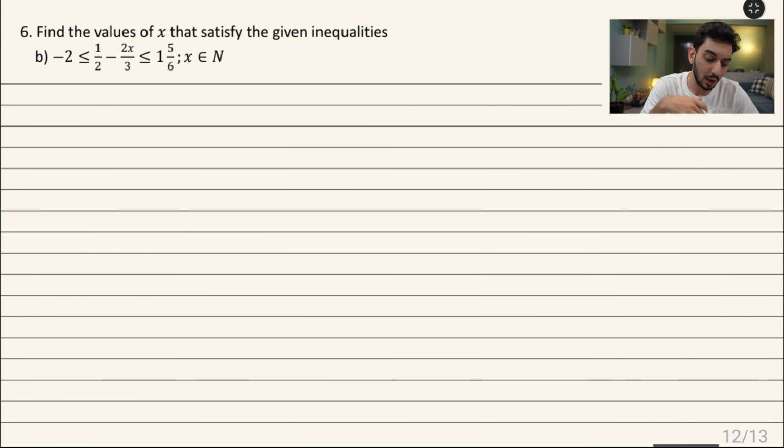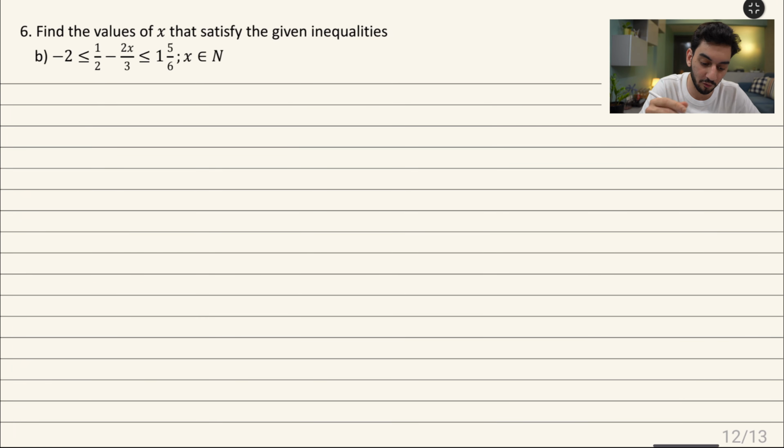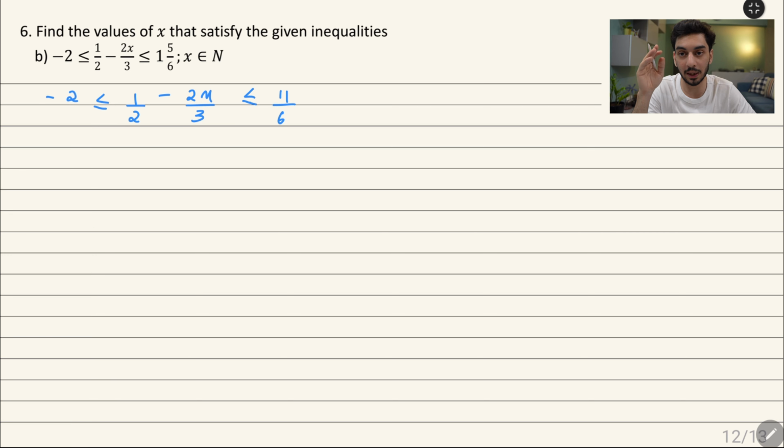Okay, the next question, it is a similar kind of question, but I'm still going to do it. And it also says that x belongs to N, so I'll have to give my answers also. So negative 2 is less than or equal to 1 over 2 minus 2x over 3, less than or equal to, this is a mixed fraction and I need to get rid of this. 6 on the 6, 6 plus 5 is 11 over 6. Now I can see there are so many denominators, 2, 3 and 6. I don't like denominators. To get rid of the denominator, I just need to multiply it with the LCM. I know the LCM is 6, so I'll just multiply everything by 6.